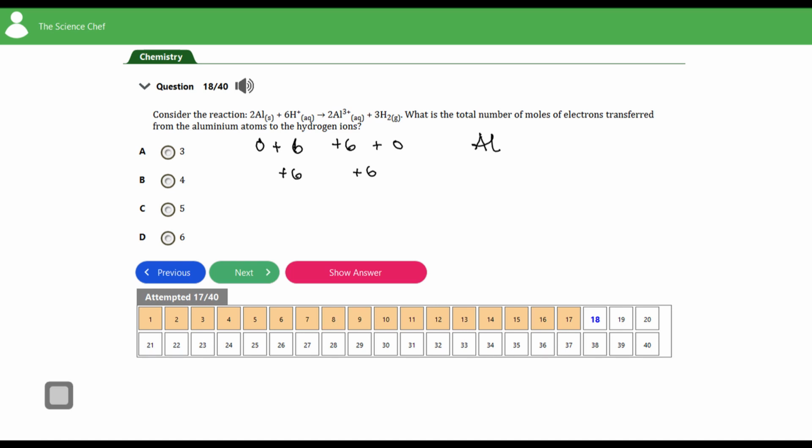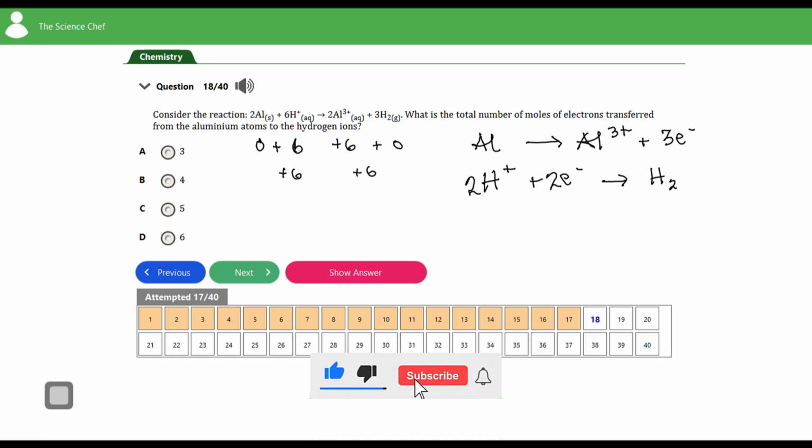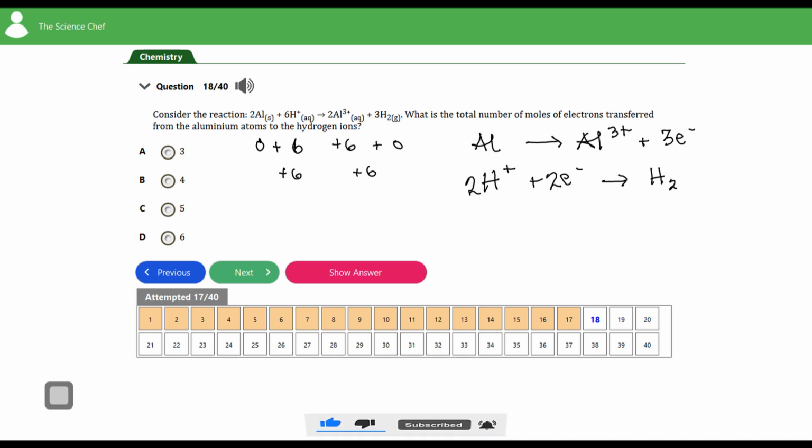If you break this up into half equations, we have aluminum undergoing oxidation to give us aluminum ions. It loses 3 electrons to form aluminum ion, while hydrogen gains an electron to become hydrogen gas. And because of the hydrogen gas, we balance this. This will be 2 and this will be 2, right? But the number of electrons lost must be equal to the number of electrons gained, right? So since there are 3 electrons lost here and 3 electrons gained here, we multiply this by 2 and this by 3.